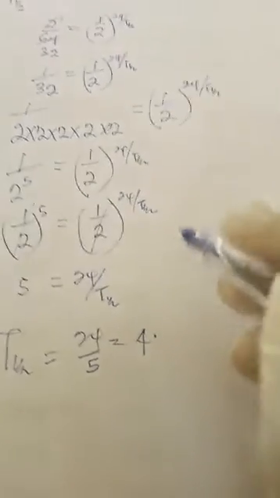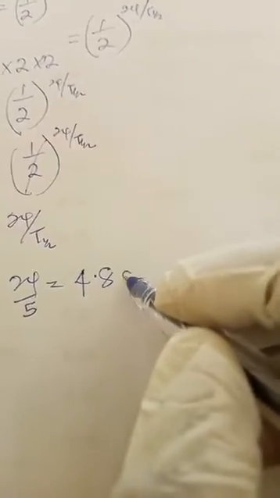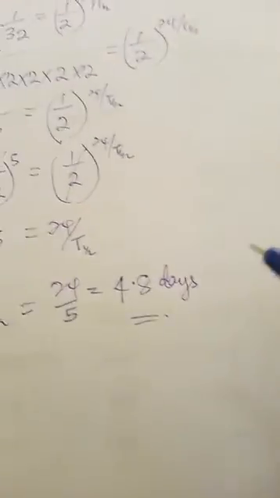Okay, so 24 divided by 5 will give you 4 point something. That is 4.8. Since the time was given in days, so we have 4.8 days. Okay, half-life is 4.8 days.